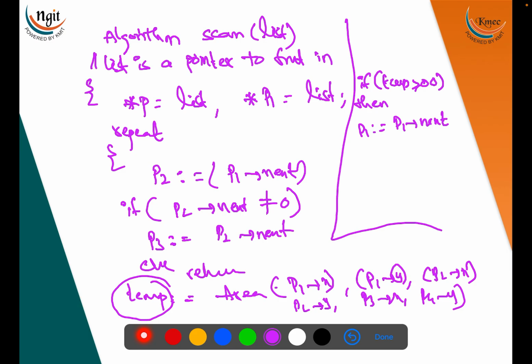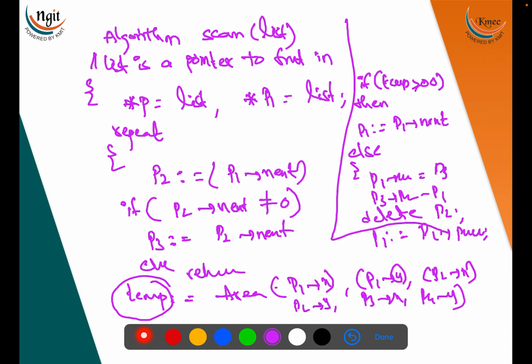If it is not, delete p2 and move back. So the else condition will move back: p1 next is equal to p3, p3 previous is equal to p1, because we are deleting p2. Delete p2, that's it. And now finally p1 is equal to the previous node of p1. So this is the algorithm to move in the anti-clockwise direction, considering three extreme points of a set S of points. So this is the algorithm. Thank you all.